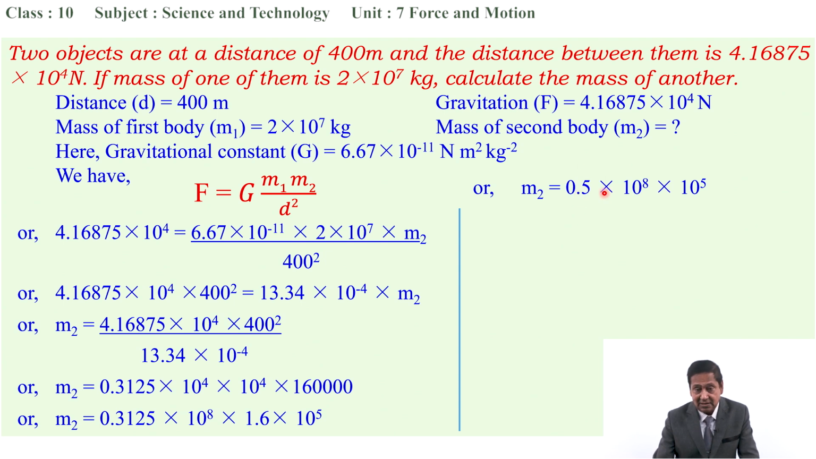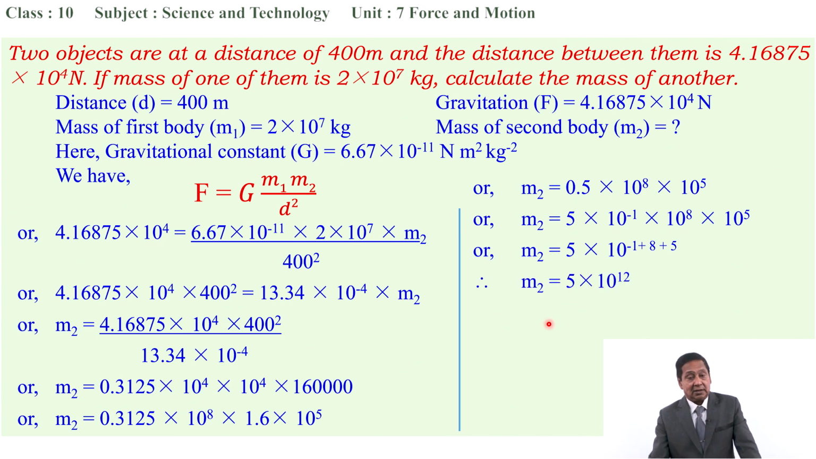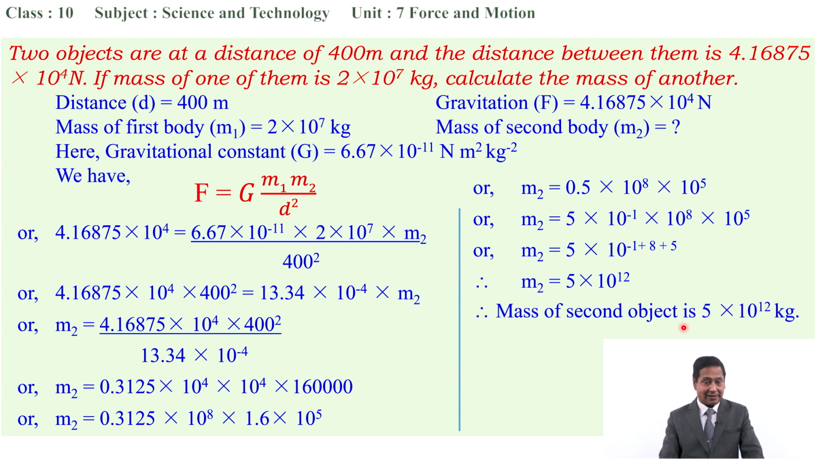If the point is taken to the right-hand side, then we multiply this 5 with 10 to the power minus 1, because the point is shifted one digit to the right. Now 10 to the power minus 1, 10 to the power 8, 10 to the power 5, all of them have the same base. If they have the same base, then powers can be added or subtracted. Minus 1 plus 8 plus 5 gives 8 plus 5, 13, minus 1 is 12. The final answer is: the second mass is equal to 5 into 10 to the power 12 kg. Therefore, the mass of the second object is 5 into 10 to the power 12 kg.